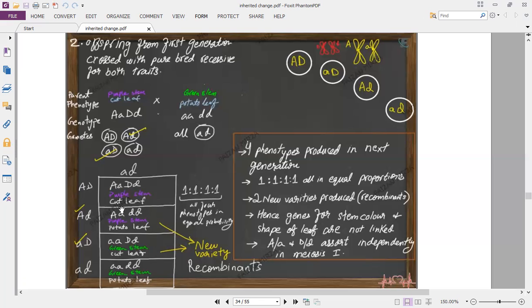You will have purple stem cut leaf. You will have green stem potato leaf. This one is similar to this parent, and the green stem potato leaf is similar to this parent. Whereas there are two varieties, purple stem potato, which basically is a new variety.